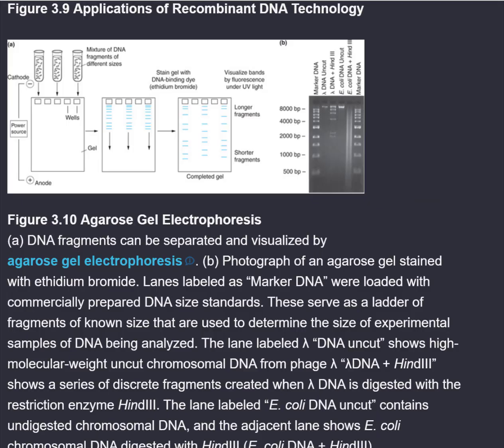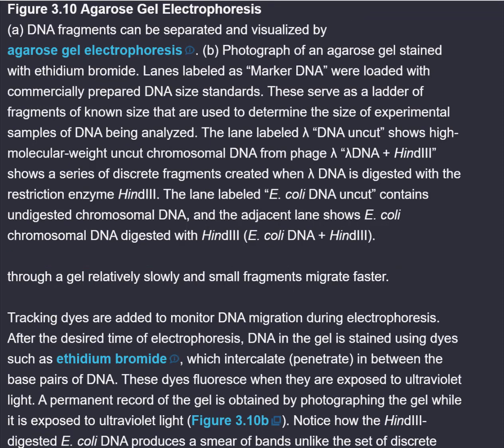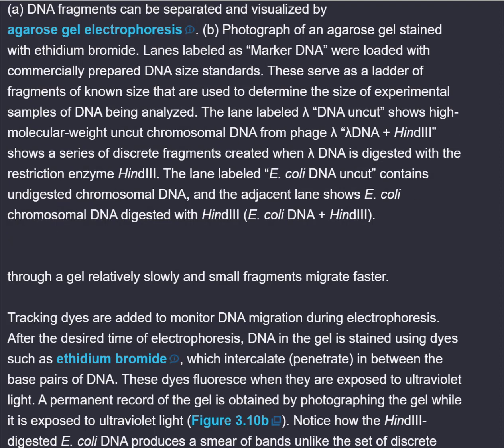Figure 3.9 Applications of recombinant DNA technology. Figure 3.10 Agarose gel electrophoresis. A. DNA fragments can be separated and visualized by agarose gel electrophoresis. B. Photograph of an agarose gel stained with ethidium bromide. Lanes labeled as marker DNA were loaded with commercially prepared DNA size standards.